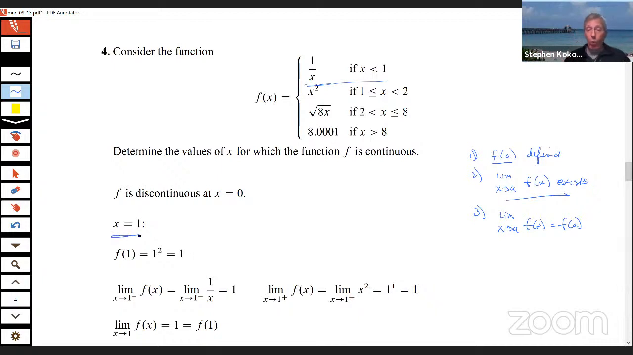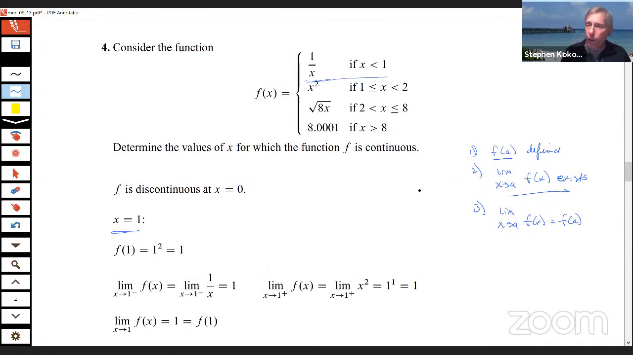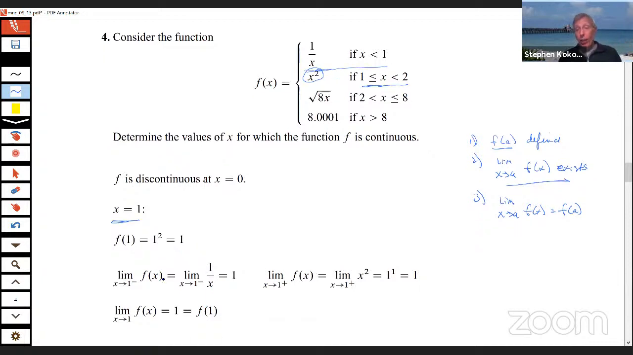So here's x equals 1. The first thing I'm going to try to figure out is, is f defined at 1? Let's see, f of 1. Whoops, I'm sorry, I went up too far there. What's f of 1? According to this inequality, I've got to plug it in here. So that's 1 squared, which is 1. So is f defined at 1? Yes. Now, how do I find the limit as x goes to 1?